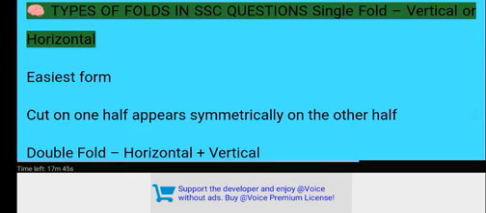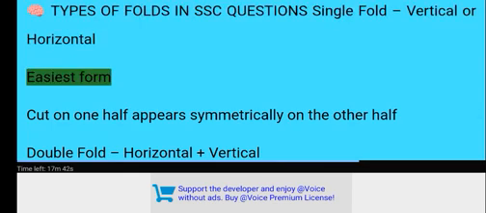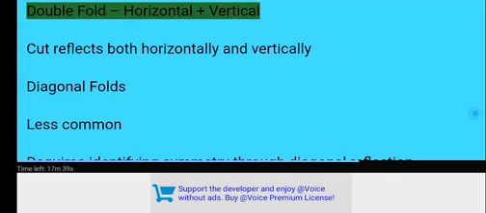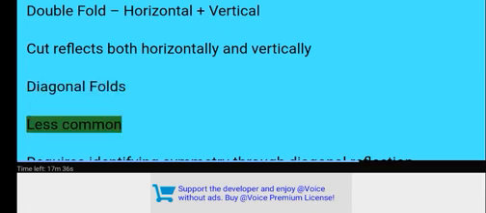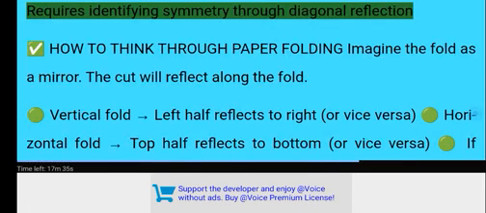Types of folds in SSC questions: single fold, vertical or horizontal. Easiest form. A cut on one half appears symmetrically on the other half. Double fold, horizontal plus vertical. The cut reflects both horizontally and vertically. Diagonal folds are less common and require identifying symmetry through diagonal reflection.